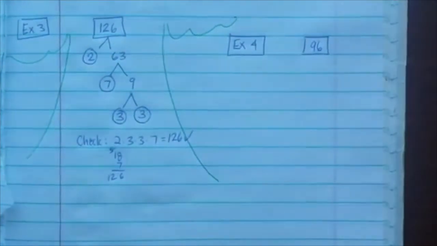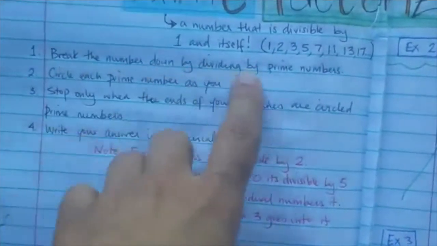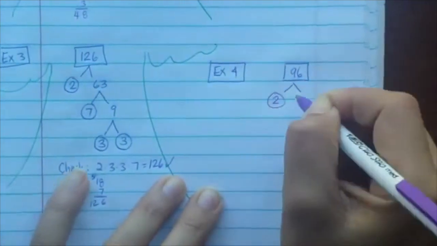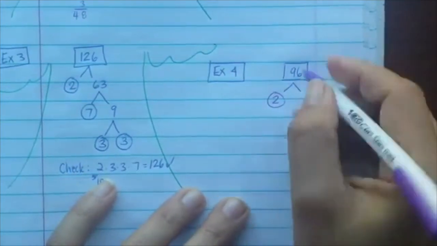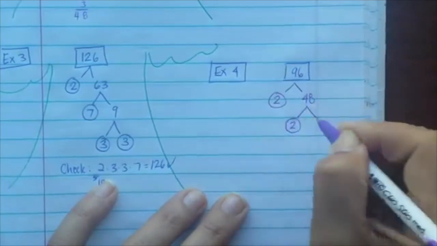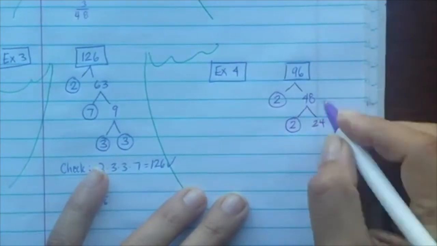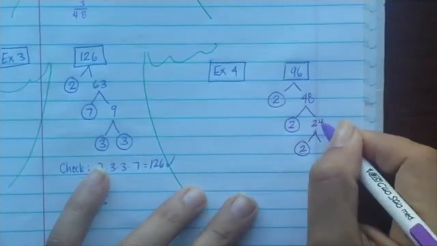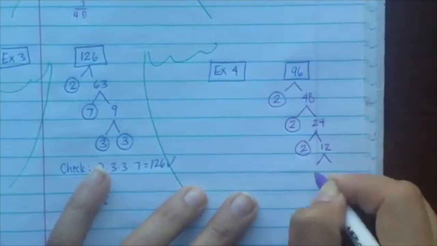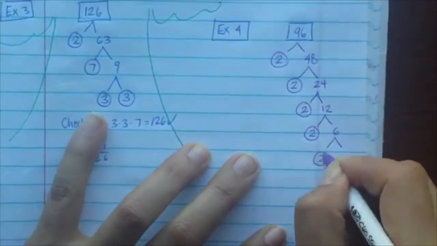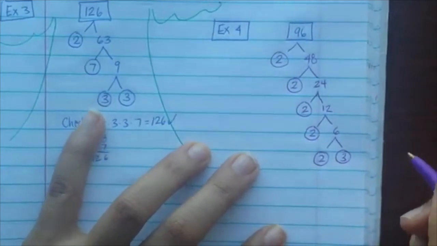So again, 96 ends with an even number, so it's divisible by 2. Half of 96: half of 9 is 4 and a half, half of 6 is 3, 45 plus 3 is 48. So 2 times 48. Break down 48 again, and you don't have to do 2's, but I'm doing 2's. You can do bigger numbers if you want. 2 times 24, that breaks down to 2 and 12. That breaks down to 2 and 6. That breaks down to 2 and 3. And we finish because now all the ends are prime numbers.